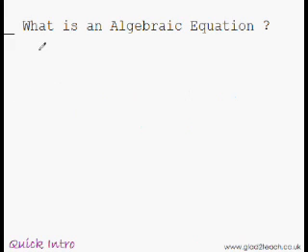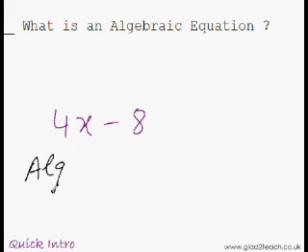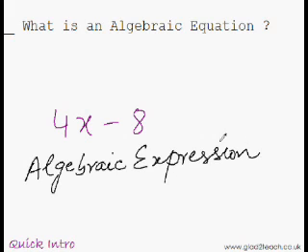Can you tell me what is an algebraic equation? If I write 4x minus 8 and ask you what that is, I'm sure you would say that since an equal to sign is missing, it must be an algebraic expression. But if I put it equal to something, let's say 0, then it becomes an algebraic equation.